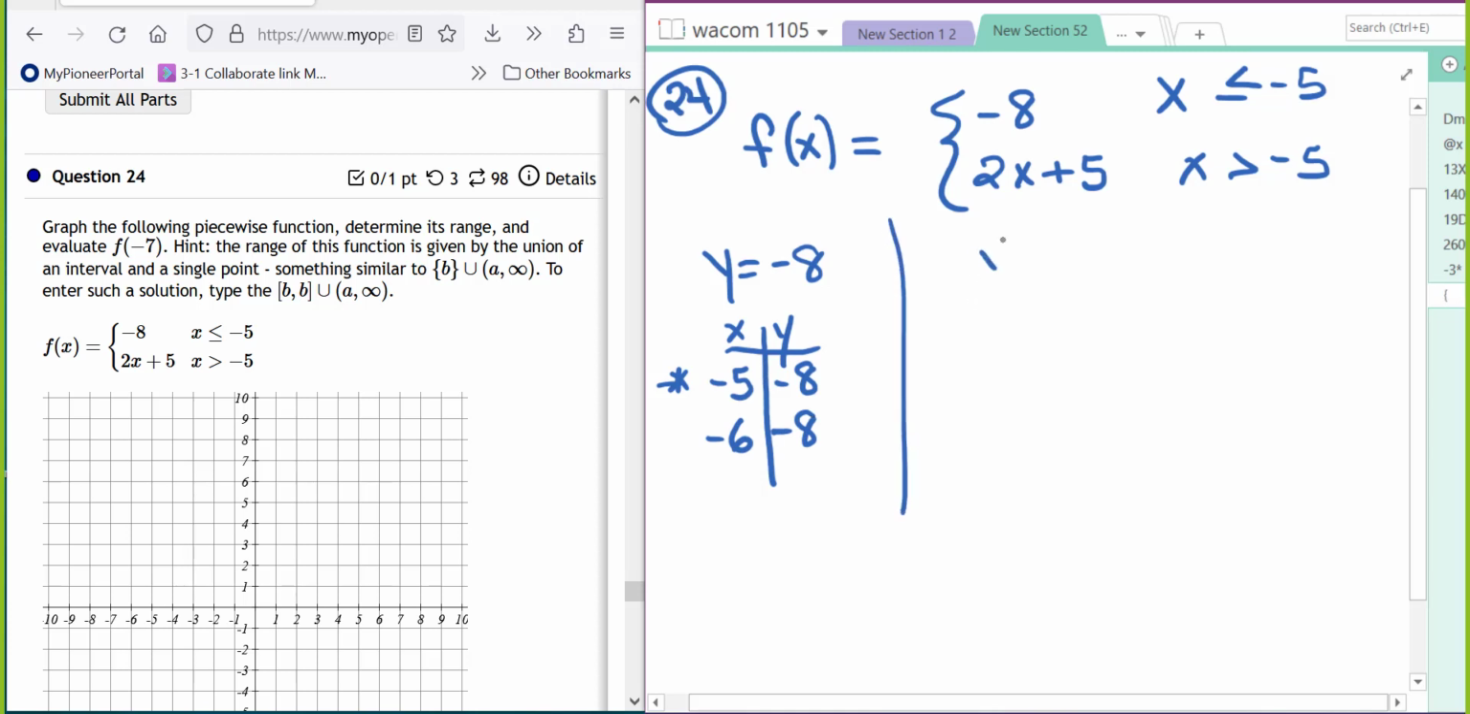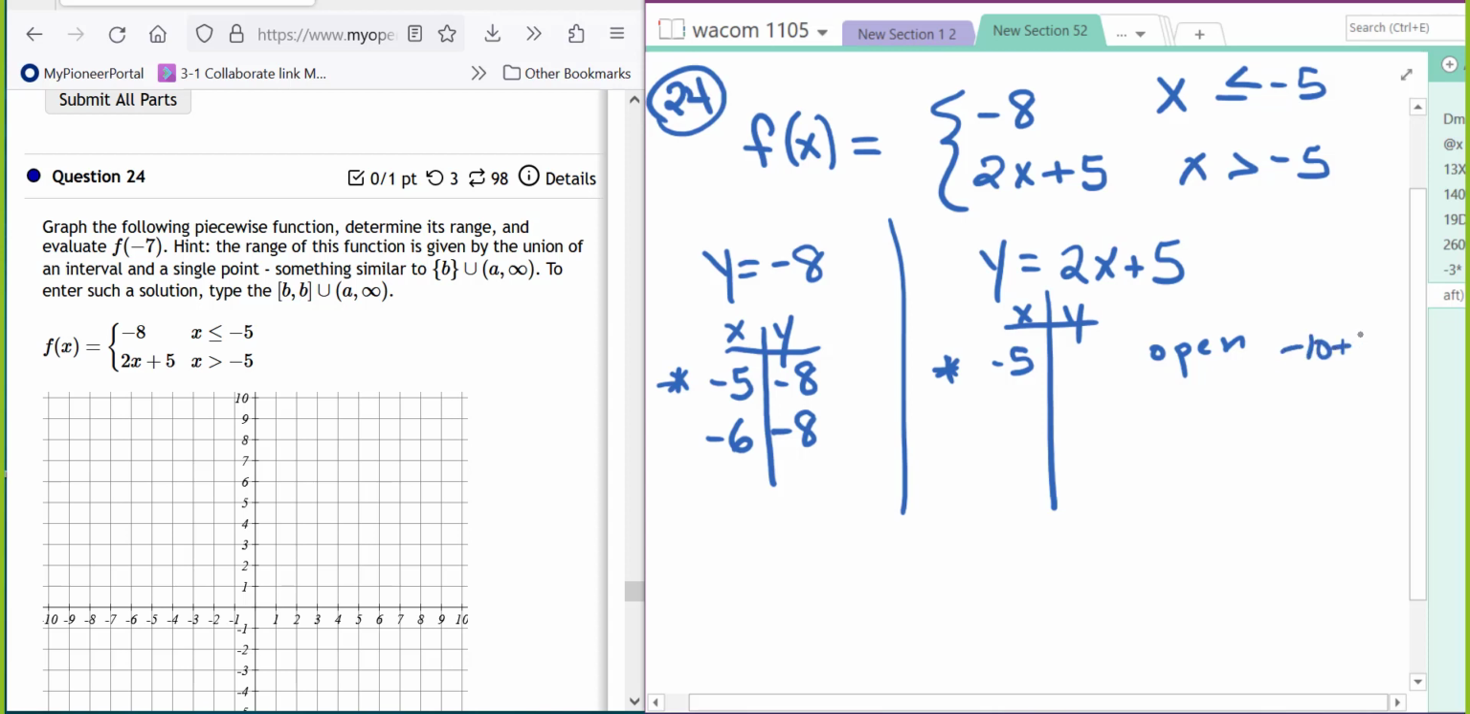For the other one, y equals 2x plus 5. And that's a line. Your exponents are 1, and it's in slope-intercept form. All right, we have to look at the -5, and this will be an open circle because there's no equals underneath. All right, so we'll plug in -5. 2 times -5 is -10 plus 5 is -5.